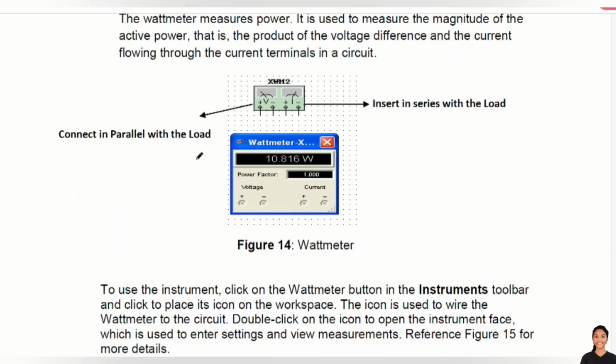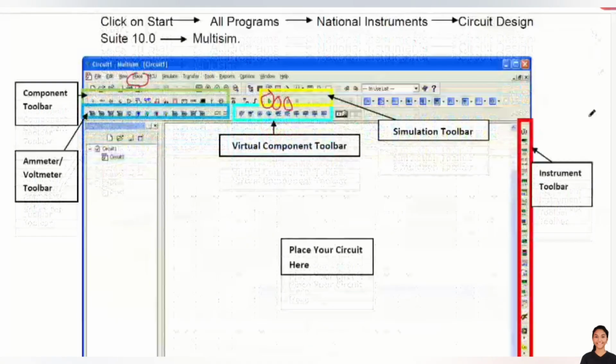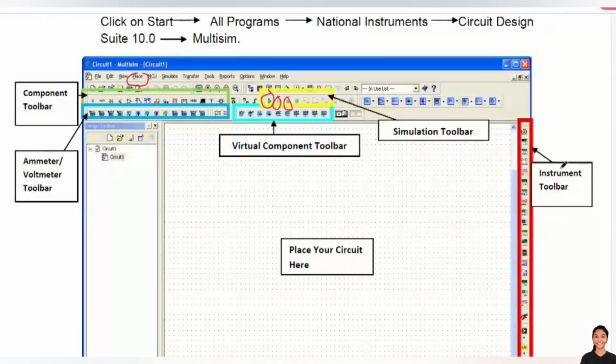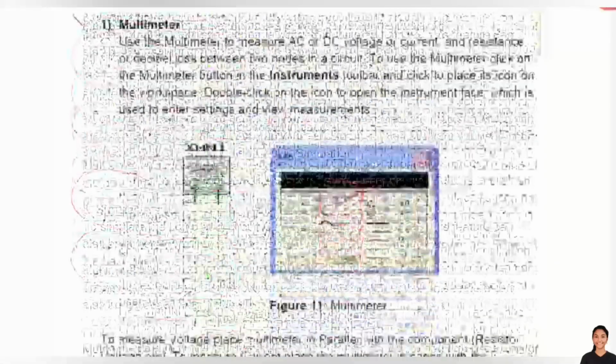So this is the wattmeter to measure the power. To measure the power, we can use this wattmeter. All these things, whether the oscilloscope or the multimeter, you can find in the instrument toolbar. Here you can find all the components required. I think this is clear to you all. Okay.